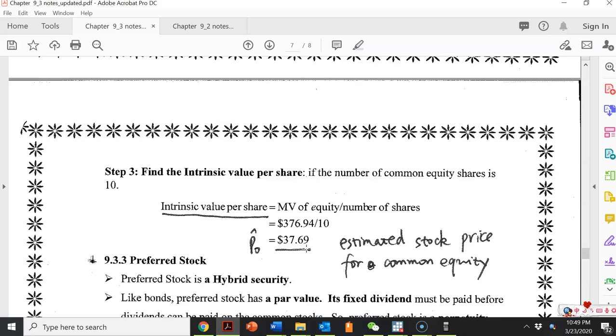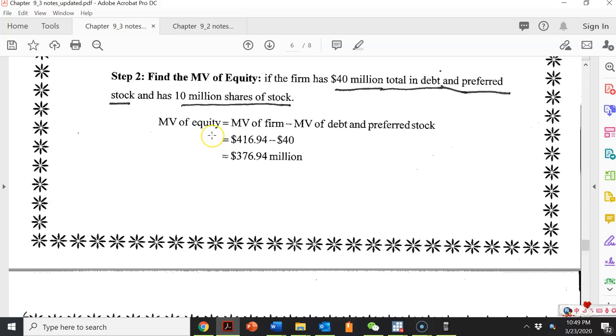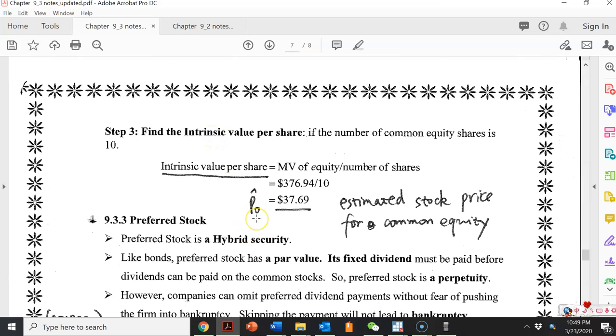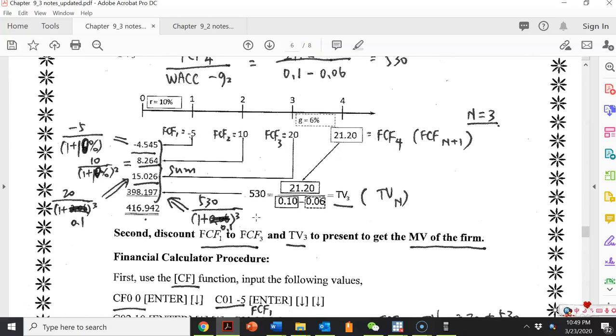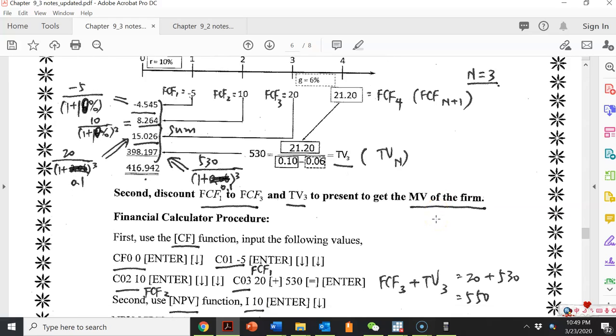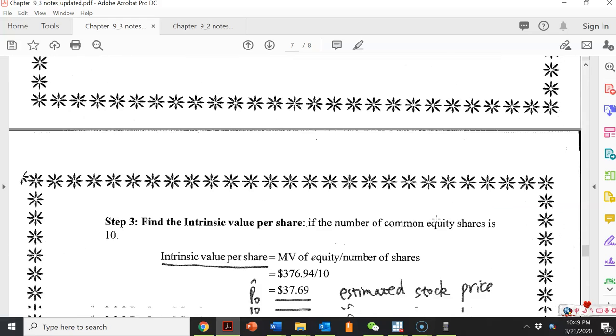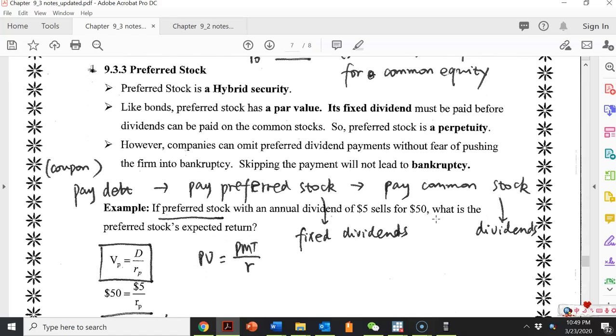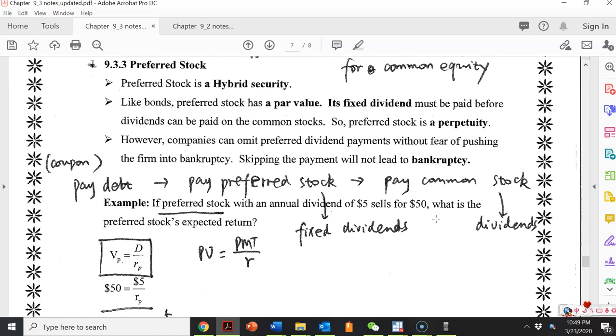Okay, so here is the 3-step process: looking for the firm value, looking for the market value of equity, and finally the stock price. And in the first step, it's a 2-stage model here to solve for the market value of the firm. Okay, so that's the free cash flow model or corporate valuation model to get the stock price. And the free cash flow model and the dividend discount model are for common stocks.